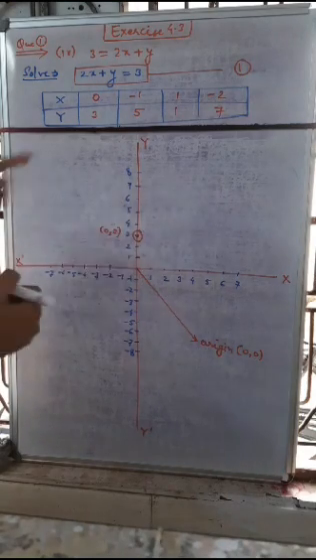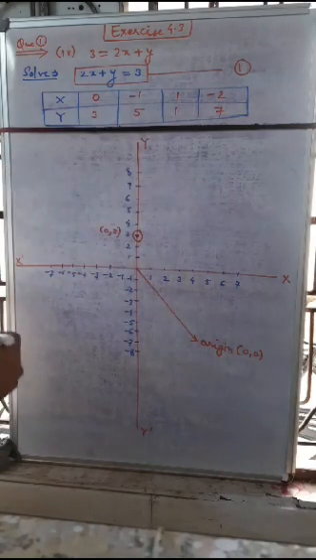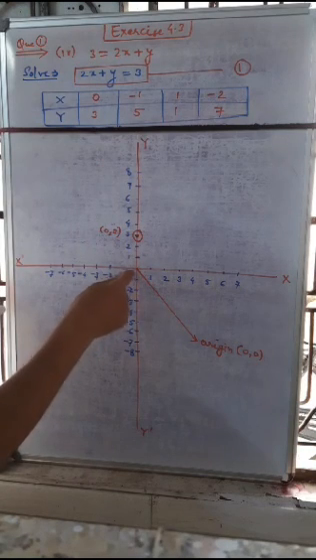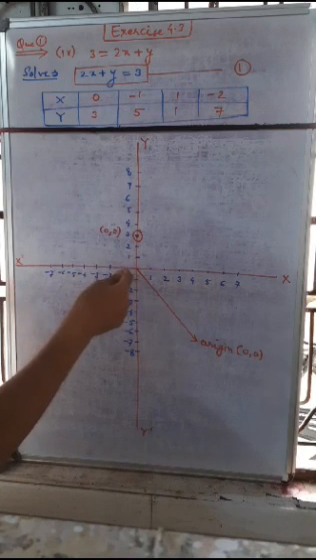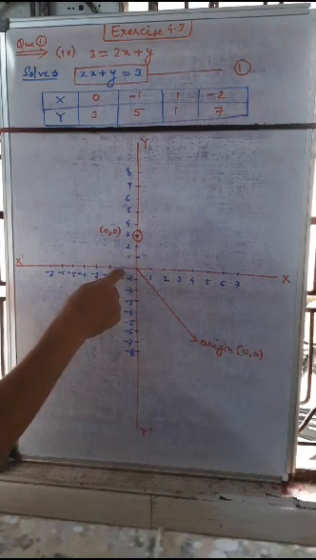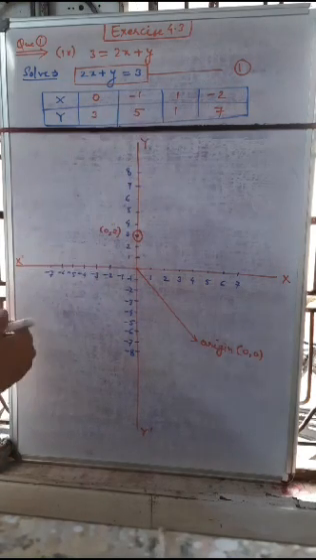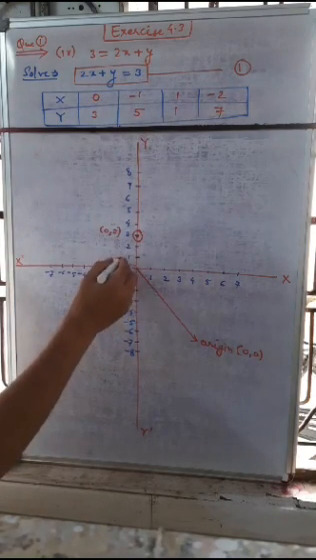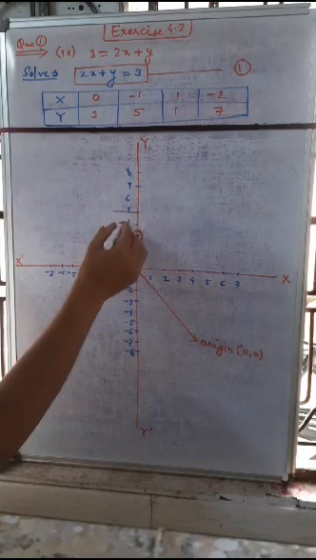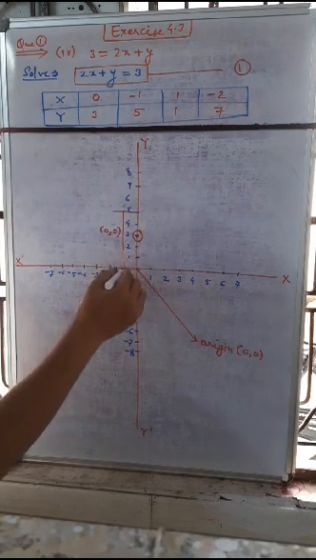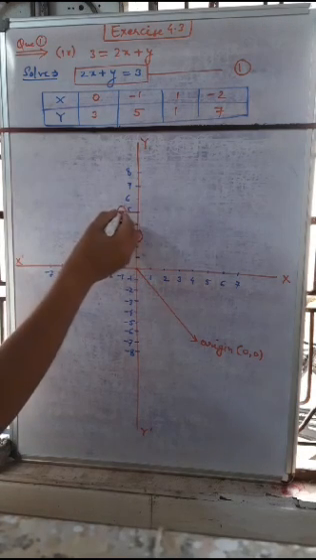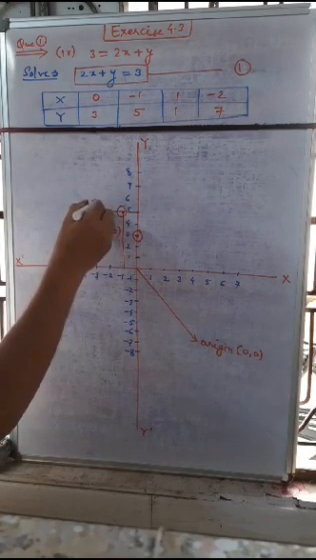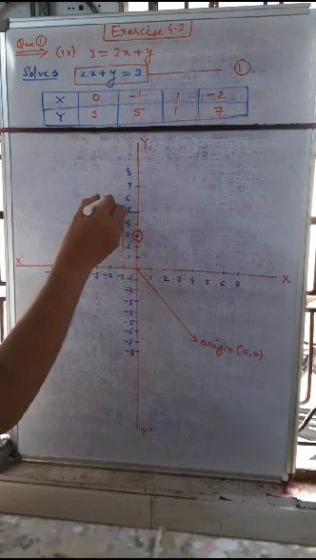Next one, x is equal to minus 1. So where is x is equal to minus 1? That is to the left hand side of the origin in the horizontal direction. So we are having the horizontal direction, so we have minus 1 here. So minus 1, 5. So minus 1 here and 5 is here. So we will get the intersecting point of both, so we will get another point. We will write here, it is point minus 1, 5.